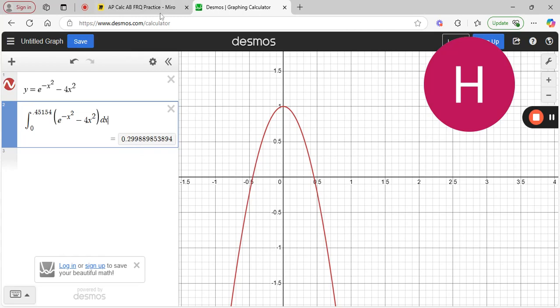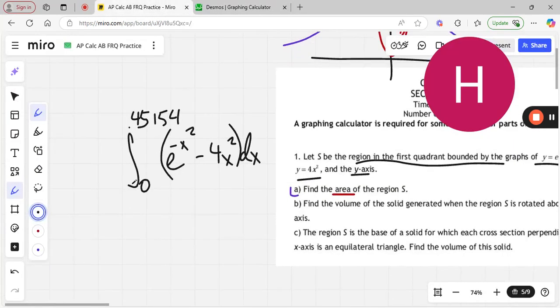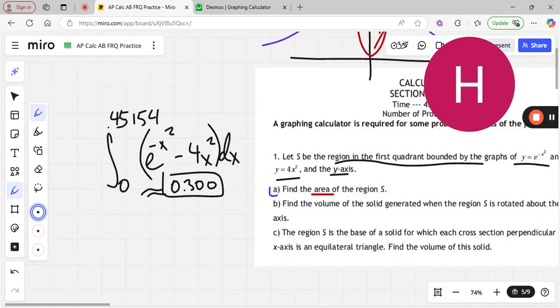0.299889, close enough to 0.300, though we're just going to round this. This is approximately 0.300. Okay, very easy to set up this integral.